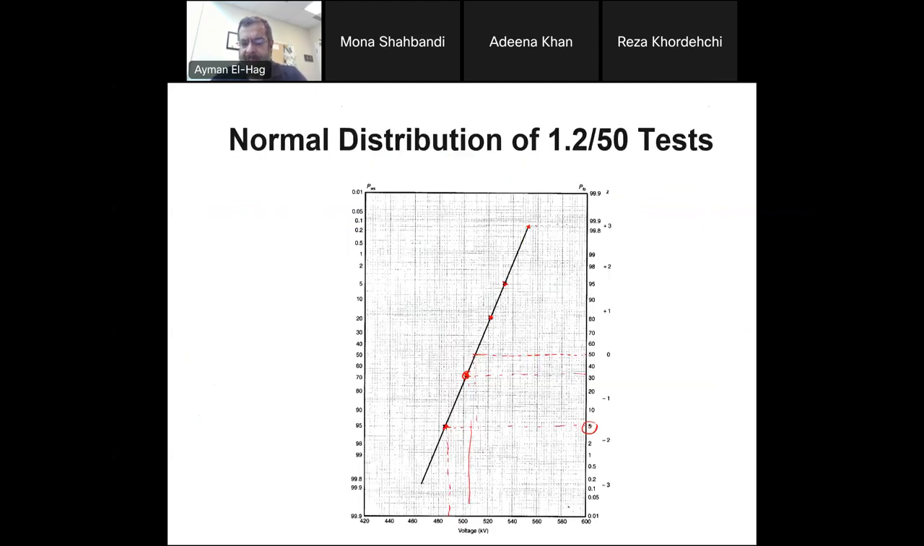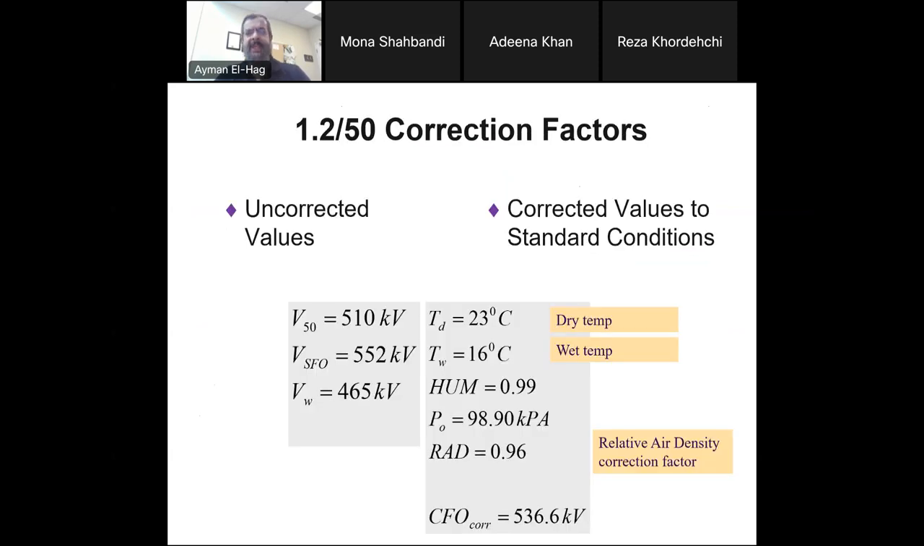At 99.87, I can find the statistical flashover, which is the plus 3 of the standard deviation. This is the average value. This is the 50%. So we have 1, 2, 3 standard deviations. So here is my 99.87 flashover. Here is my withstand voltage, which is the 0.15 withstand level.